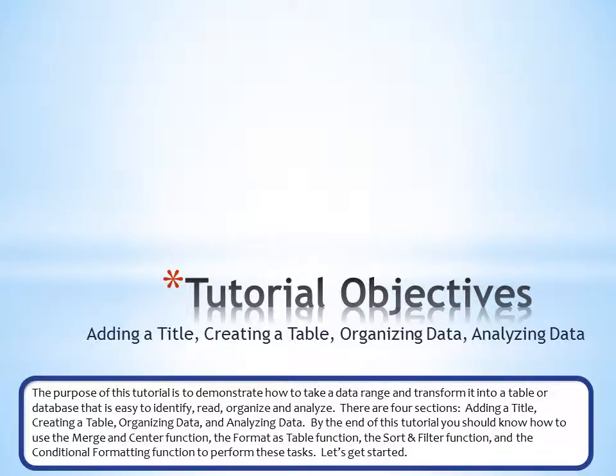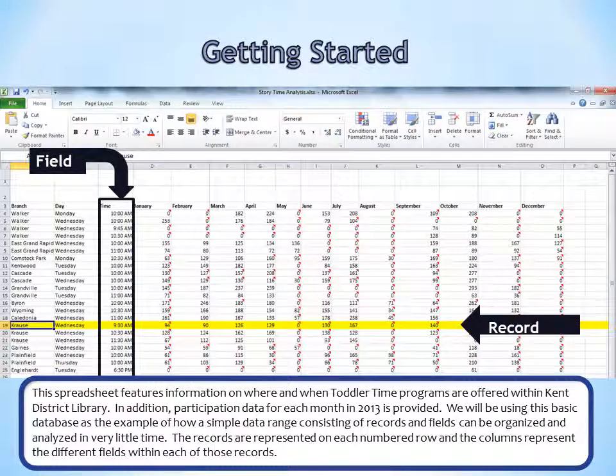Let's get started. This spreadsheet features information on where and when toddler time programs are offered within Kent District Library. In addition, participation data for each month in 2013 is provided. We will be using this basic database as the example of how a simple data range consisting of records and fields can be organized and analyzed in very little time.